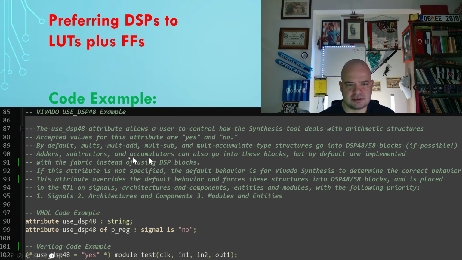Next, adders, subtractors. Yes, adders, subtractors, and accumulators can also go into these blocks, but by default, they are implemented with fabric instead of using DSP blocks. Fabric here means lookup tables and flip-flops inside the slices. If this attribute is not specified, the default behavior is for Vivado synthesis to determine the correct behavior. So it uses its own adaptive algorithm to optimize resource usage and optimize timing, to close the timing actually.